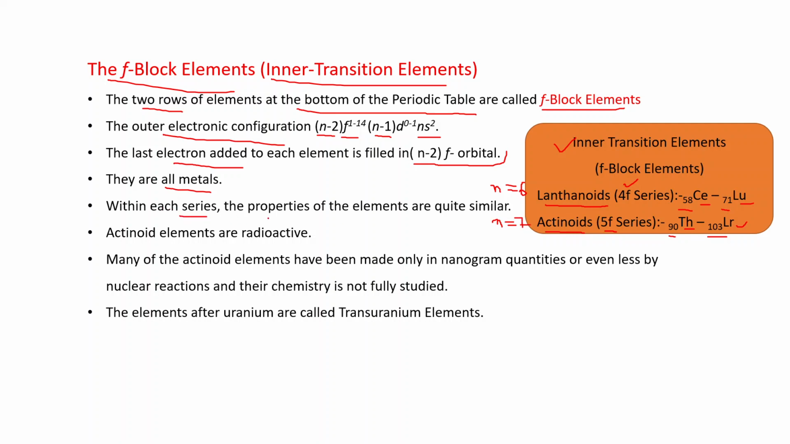Within each series the properties of the elements are quite similar. Actinoid elements are radioactive, that is, they emit alpha, beta and gamma rays. Many actinoid elements have been made only in nanogram quantities or even less by nuclear reactions, and their chemistry is not fully studied. The elements after uranium are called transuranium elements.